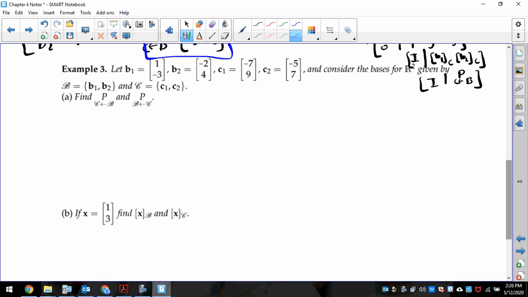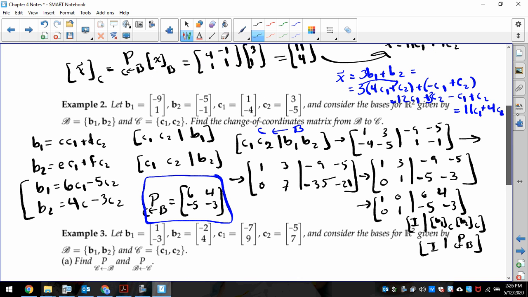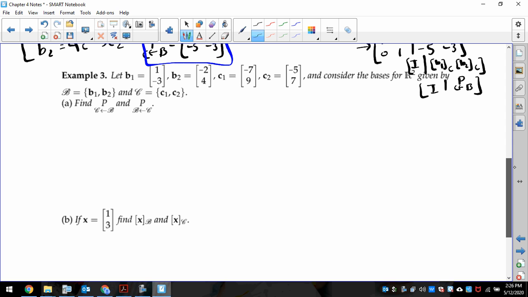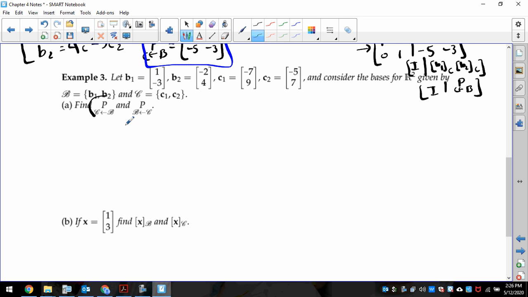Okay, so maybe we won't have time for both of these, but let's just try one and then we'll be done here. So is this the same basis as before? No, these are different bases. We already did P going from B to C, so let's do this one. Let's augment the B vectors on the left this time, and the C vectors on the right. And then we'll row reduce.